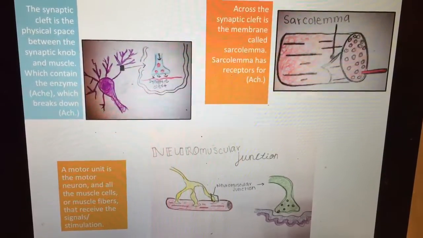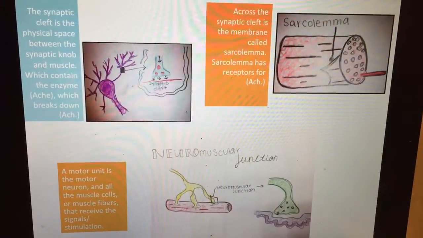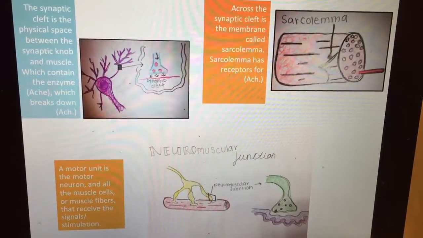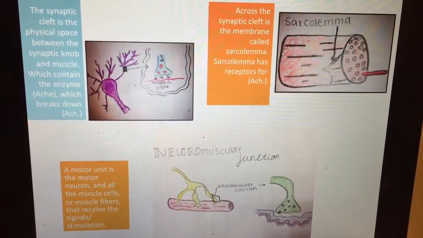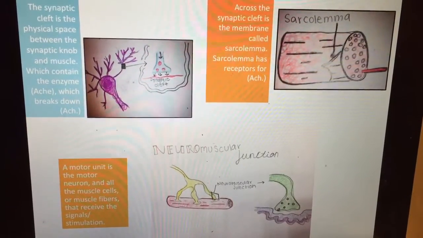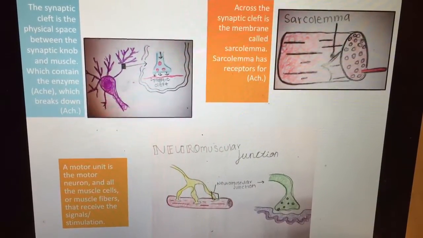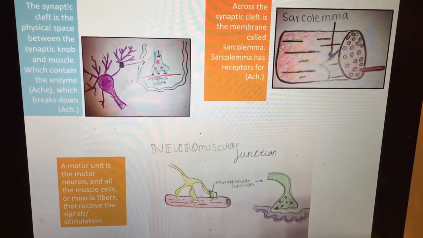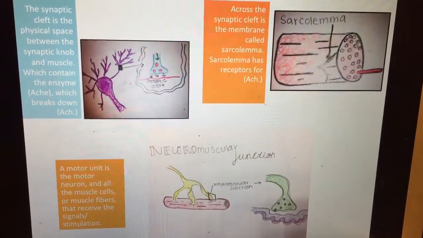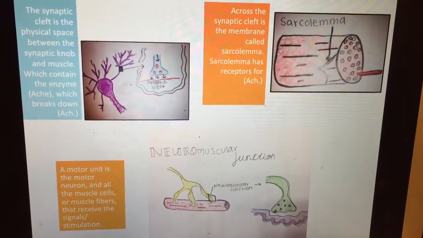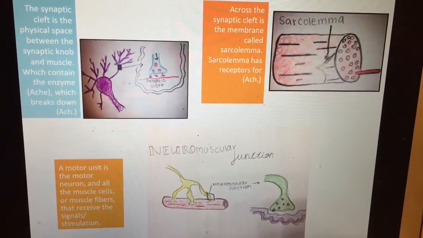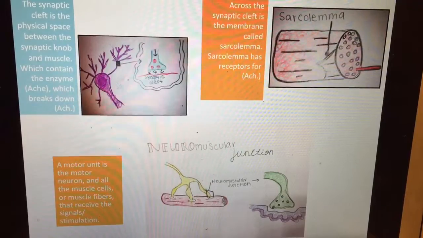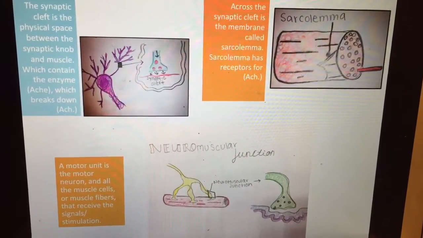The synaptic cleft is the physical space between the synaptic knob and muscle, which contains the enzyme AChE, which breaks down the neurotransmitter ACh. Across the synaptic cleft is the membrane called the sarcolemma. The sarcolemma has receptors for the neurotransmitter ACh.